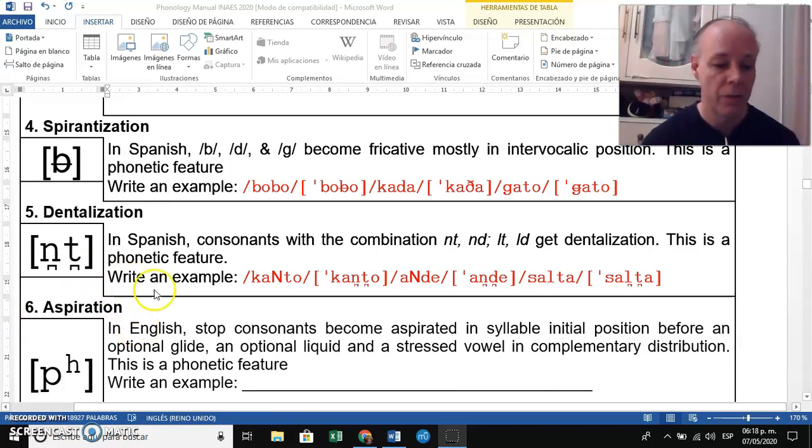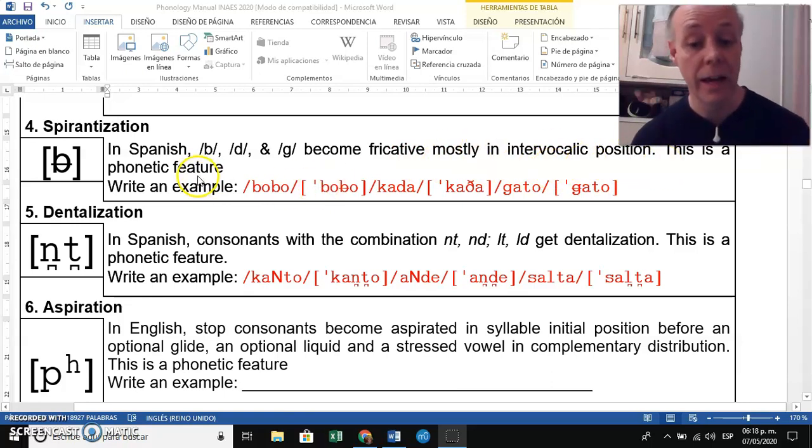So, notice that it says in Spanish, b, d, and g become fricative mostly in intervocalic position. This is a phonetic feature, meaning that we only include that in phonetic transcriptions, okay? So, in theory, the proper pronunciation of this word would be bobo, but we say bobo. Cada, but we pronounce cada. And gato, but we pronounce gato. So these three sounds are super soft, and the phenomenon that happens in all Spanish speakers is called spirantization.